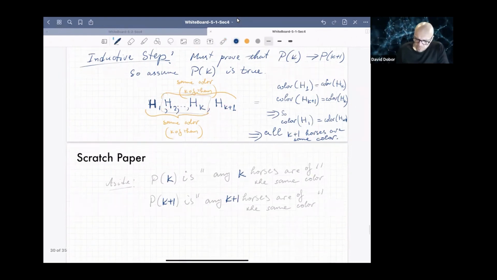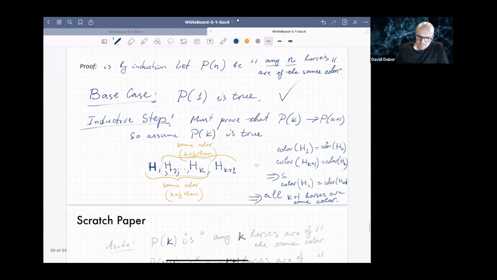Then I have one more thing to say. We've just shown the base case, and we've just proven the inductive step for this proposition. Therefore, by the principle of mathematical induction, all horses are of the same color. P of n is true for any n. No matter how many horses you take, all of those will be of the same color. Okay, proof is complete. I'll write down my QED and I'll go home. That's it.